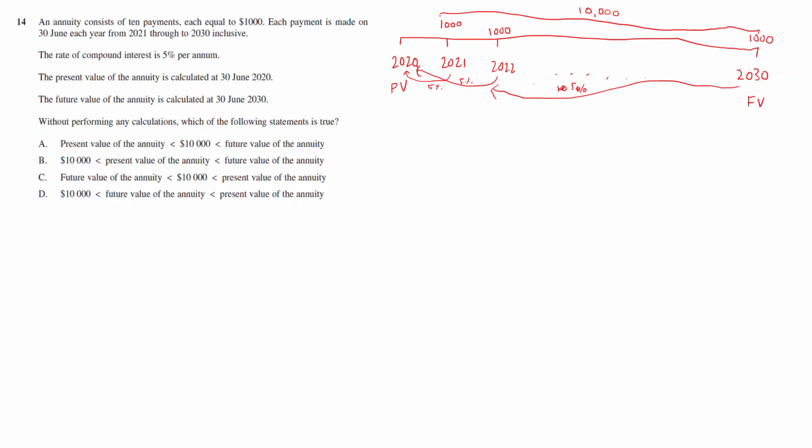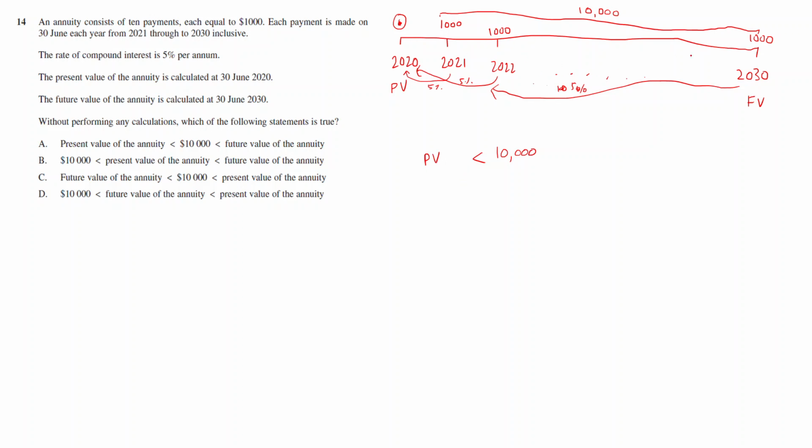What happens when you discount something? Its value reduces. So this 1,000 would become less than 1,000. This 1,000 again is going to become less than 1,000 at this point. So what we can say is that if I have this $10,000, then the present value at this point of all these payments would be less than 10,000, because each of these would be less at this point. So present value would be less than 10,000.